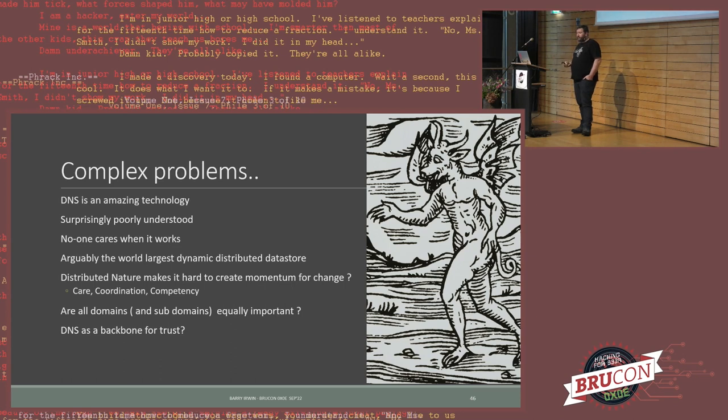In terms of the technology, DNS is arguably the world's most fantastic, completely distributed data store. It's dynamic as well. It's constantly updating. And it works with old technology. It's amazing. But the very distributed nature of it also makes it difficult to create momentum around getting changes put in place. How do we care for this big, massive global system? How do we coordinate things? How do we build competency in it? How do we change things?